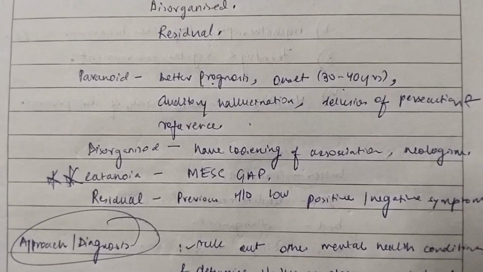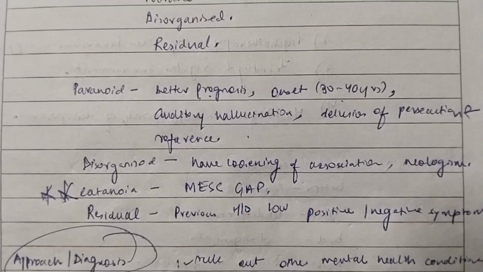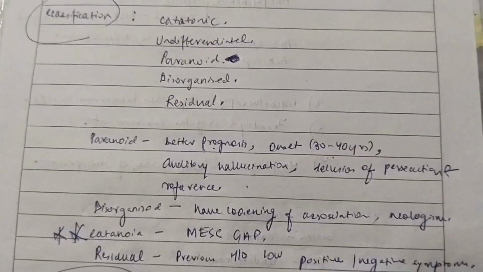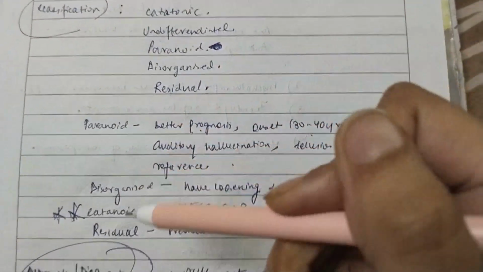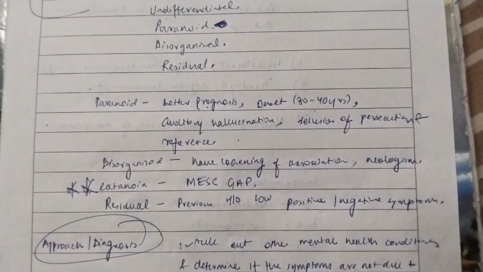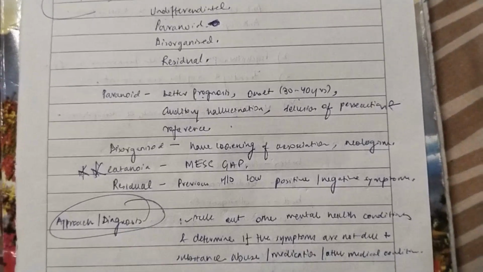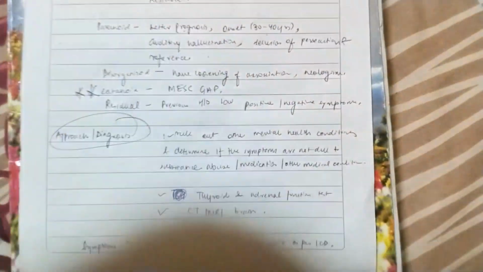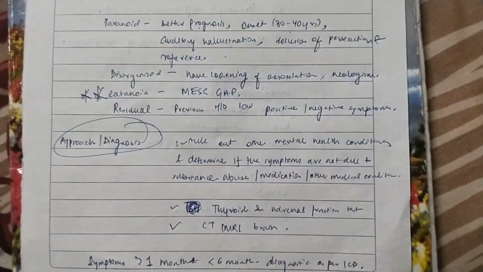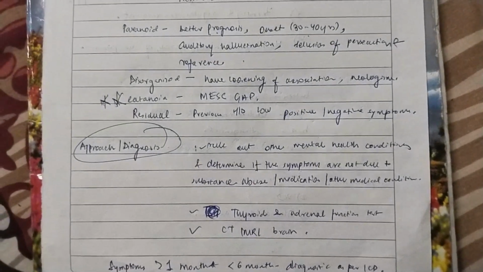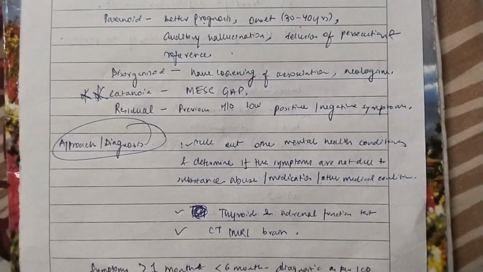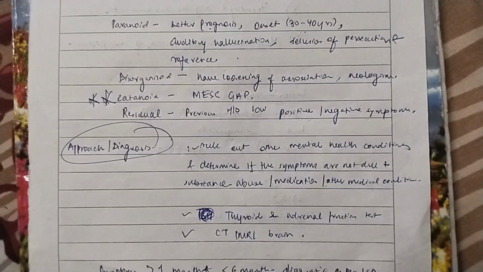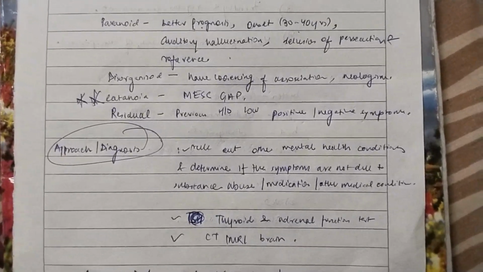Now residual means there will be a previous history of low positive and negative symptoms. And what remains is undifferentiated. Whatever features come apart from these four, that will be undifferentiated schizophrenia. Now come to the diagnosis. Basically you have to rule out other medical conditions which can cause these symptoms. You have to check if there is any history of drug abuse or medications which can lead to the symptoms.